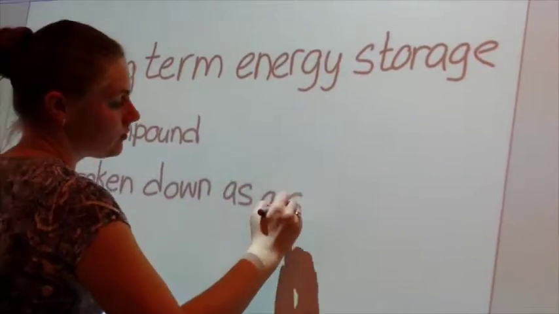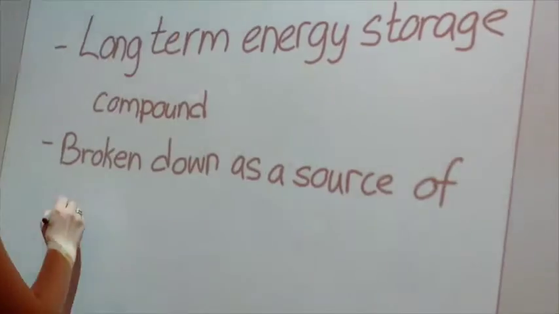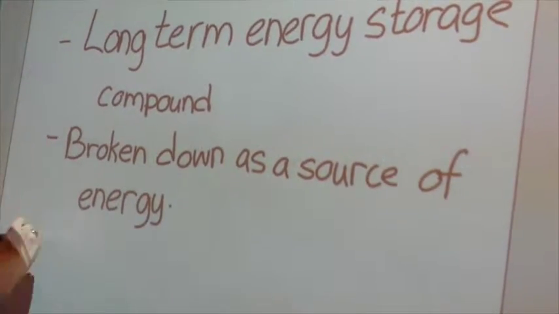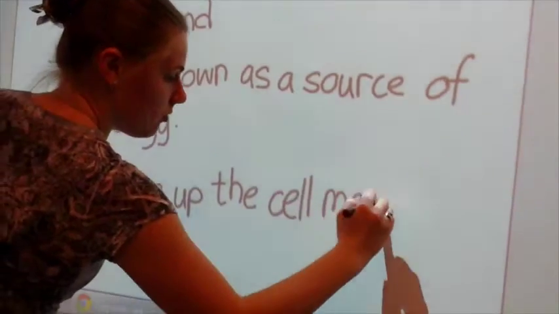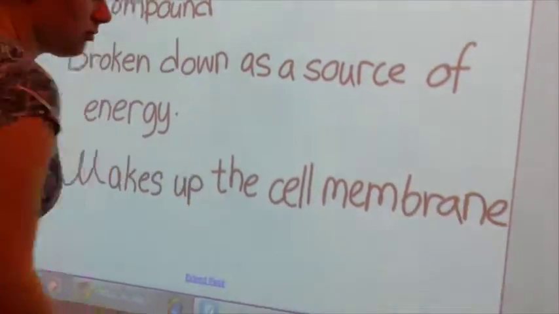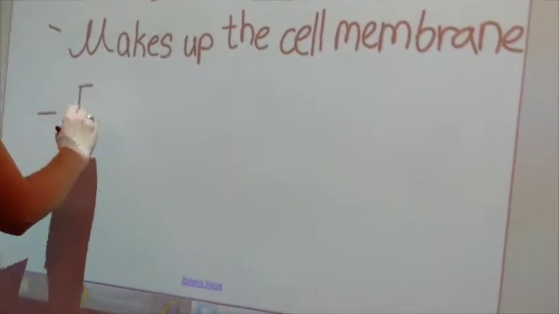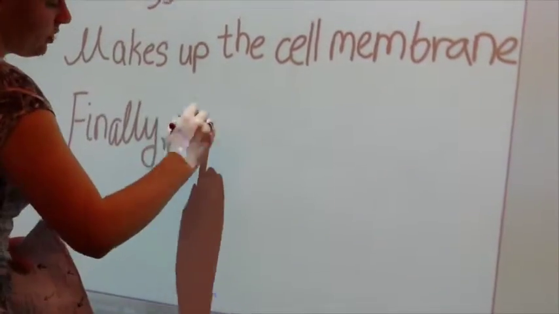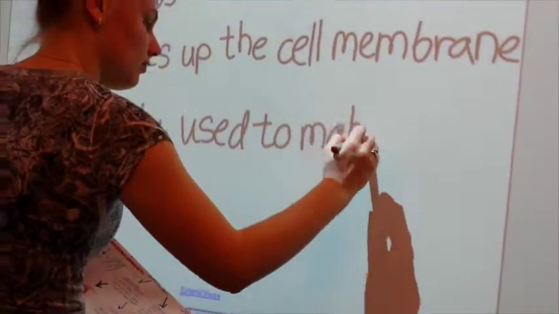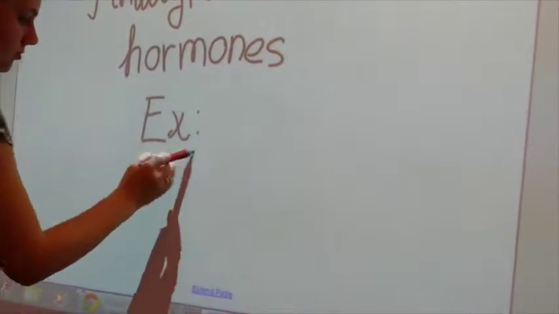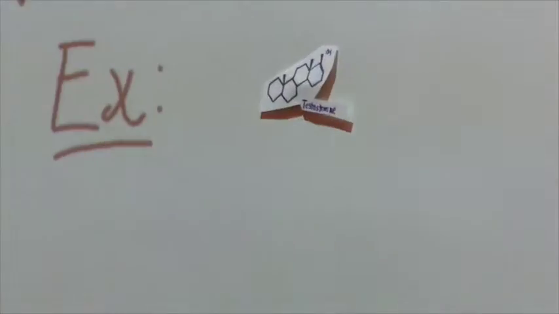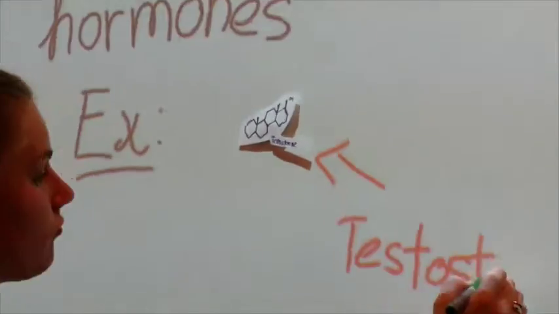Steroids have skeletons of 4 fused carbon rings. Examples of steroids are cholesterol, chlorophyll, and hormones. Our bodies use cholesterol to make the hormones, and chlorophyll is used by plants for photosynthesis. An example of a hormone is testosterone found in males.